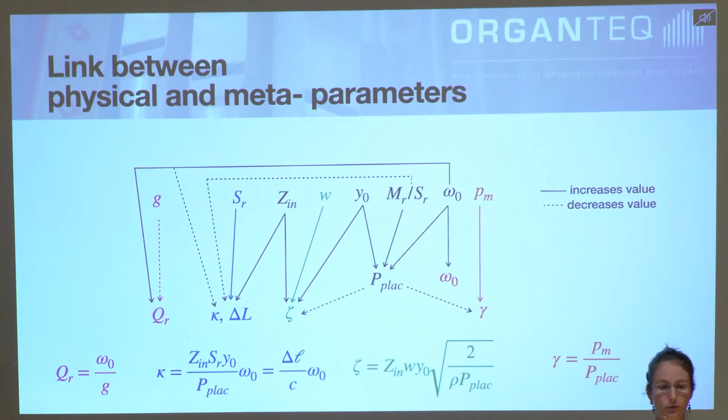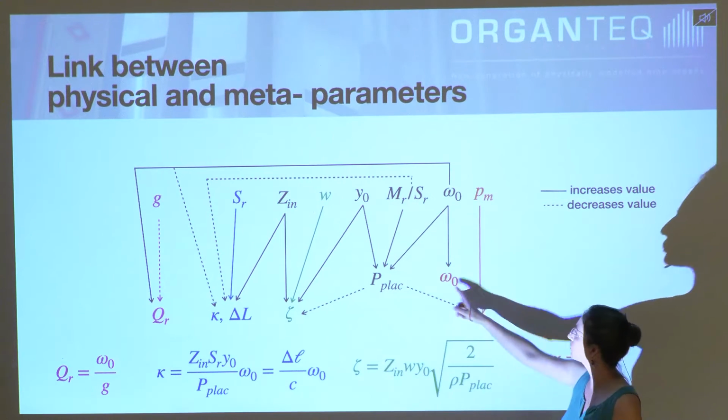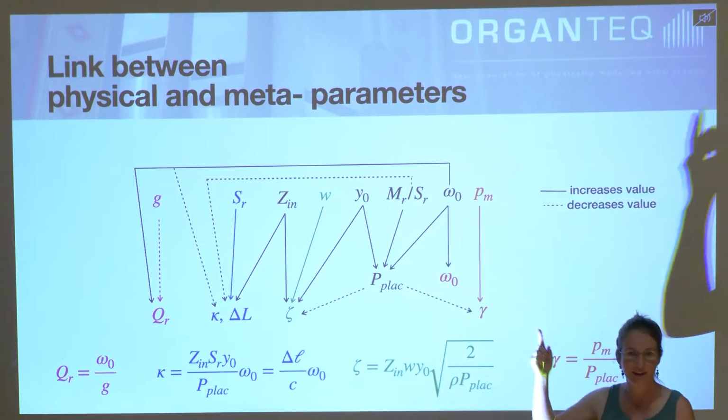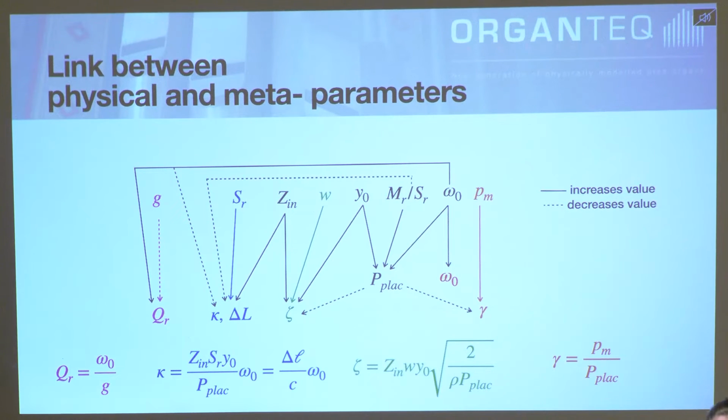So it means that if you freeze all the physical parameters except omega naught and you run a simulation in the non-scaled equations, it will not give you the same behavior as if you freeze all the meta parameters and you try to see how the system reacts when you increase the frequency. And so, we try to see how the system would be more monotonic with respect to the parameters.